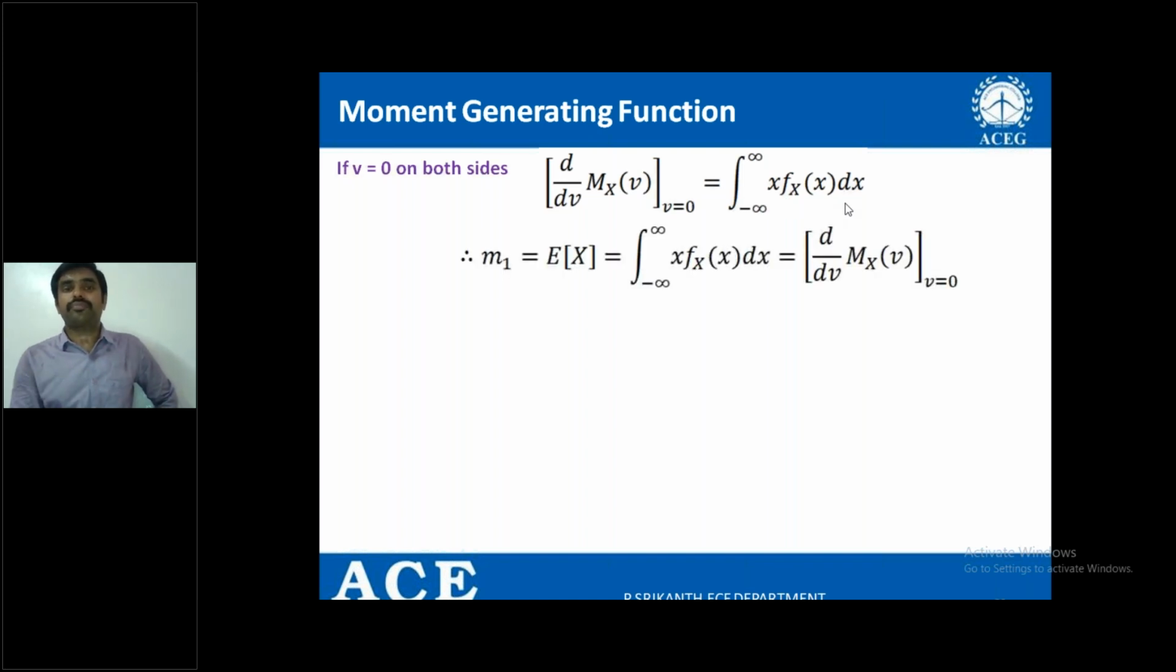So here, what is the integral from minus infinity to plus infinity of x into fx of x dx? It is nothing but the expectation of x. In fact, the expectation of x is the first moment about the origin, or the mean value. Therefore m1 equals E of x, which equals the integral from minus infinity to plus infinity of x into fx of x dx, which is nothing but d by dv of mx of v at v equal to 0. Am I clear?